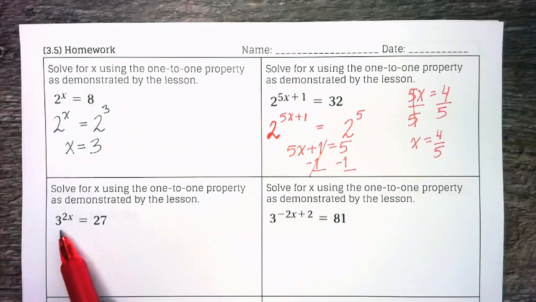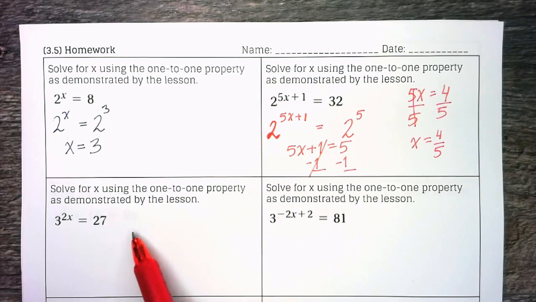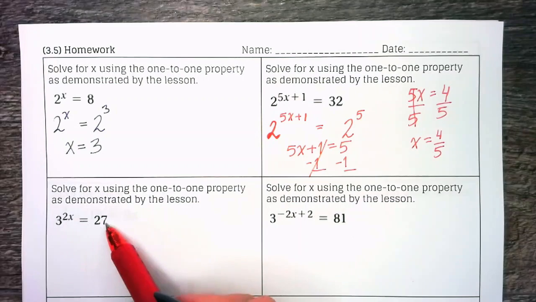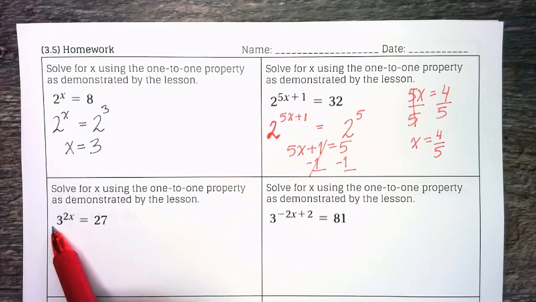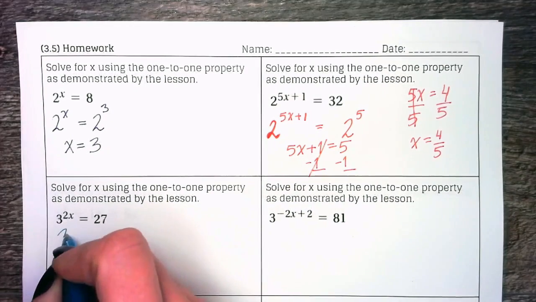Next, what base can we get written on each side? We only have one term. We don't have to worry about that part of it, but we need to get these down, ideally to a prime number to a power. 3 is already done. 3 to the 2x. What can we do about that 27?